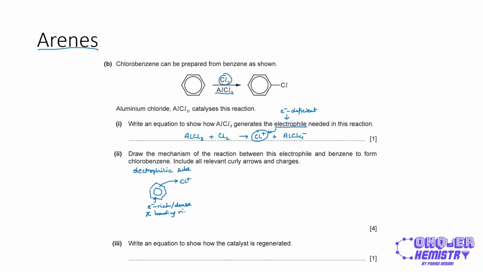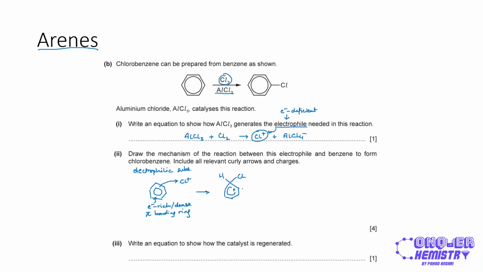And this attracts an electrophile, which is electron deficient, and it attracts a pair of electrons from the benzene ring. And so what happens is that one of the carbon atoms gets bonded to the hydrogen, which is already bonded to it, and the electrophile as well. And the positive charge is obtained by the benzene ring.